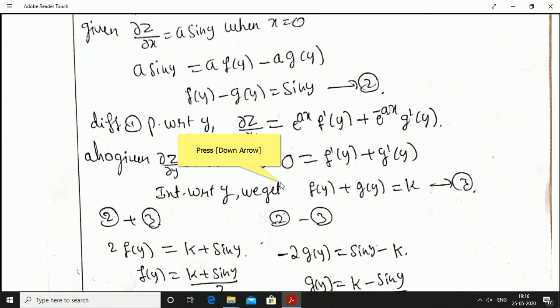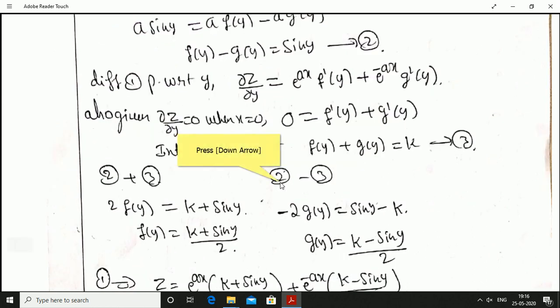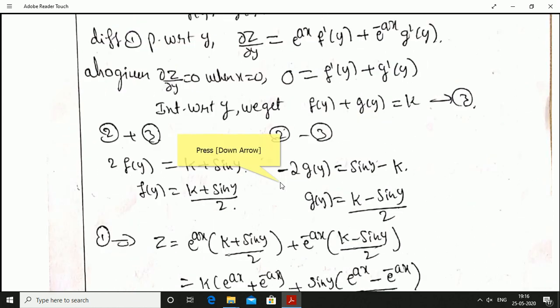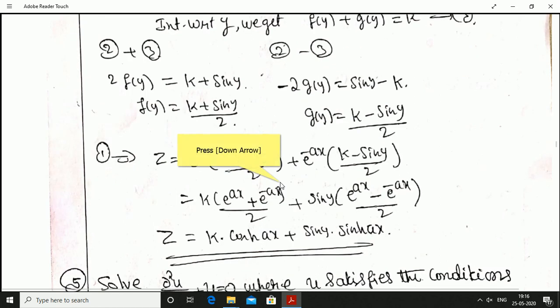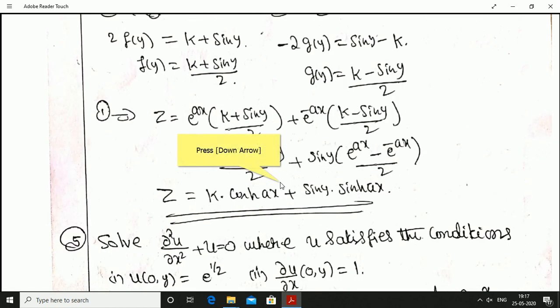Again, equation 2 minus equation 3, if I do, that is g of y minus g of y gives minus 2g of y is equal to sin y minus k, or else g of y is equal to (k minus sin y) by 2. Substitute f of y and g of y values into equation 1. It is of the form z is equal to e power ax into (k plus sin y) by 2 plus e power minus ax into (k minus sin y) by 2.